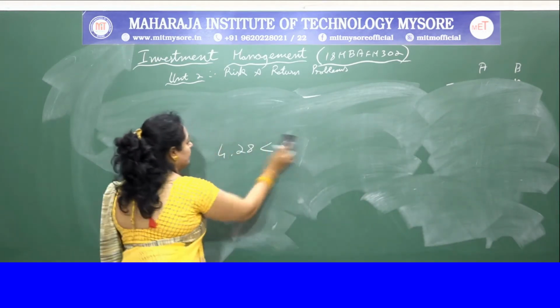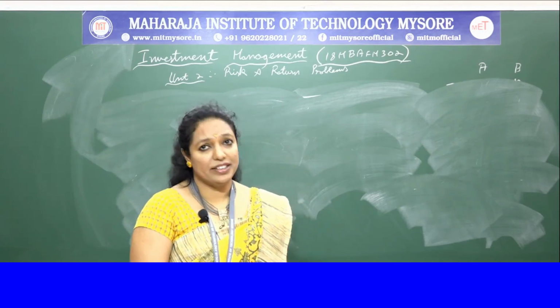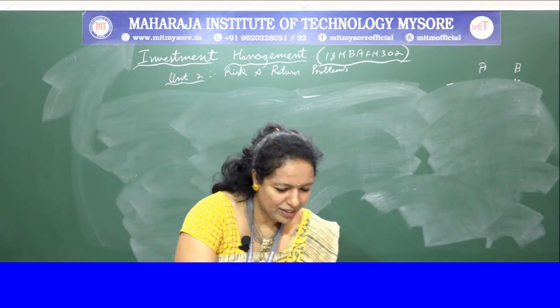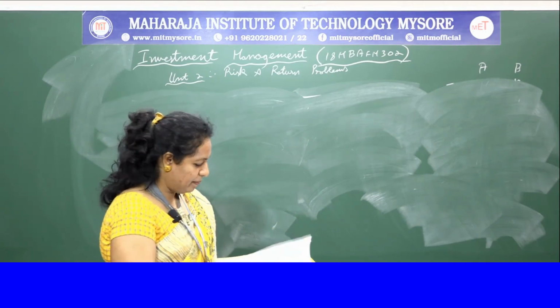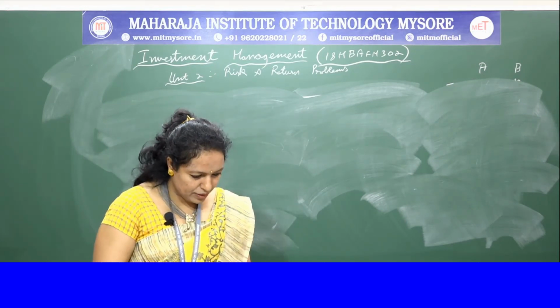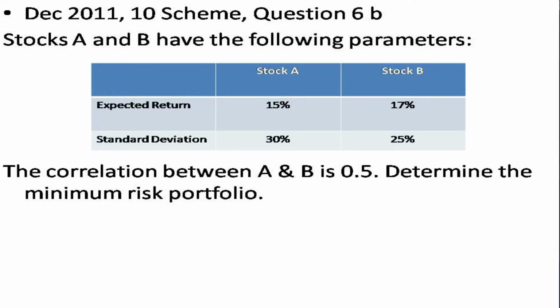Next problem. The next problem will be one where weights are not given. Okay, when weights are not given, what you need to do? So let's take a question paper, the July 2016 paper. We'll do a basic problem first, so we'll take a nearby one here only, the December 2011 paper. Same, and 10 scheme, the scheme is different from the previous. So December 2011, 10 scheme, question is 6B.